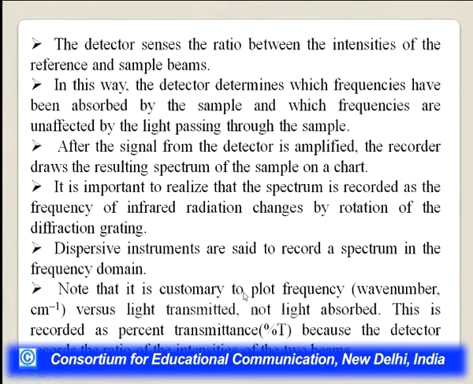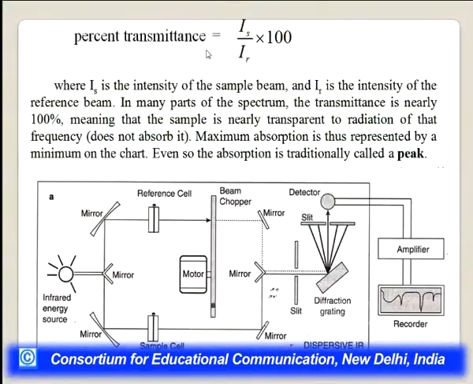Note that it is customary to plot a frequency, or we can say wave number, versus light transmitted, not light absorbed. You must notice this point. This is recorded as percentage transmittance, because the detector records the ratio of intensities of the two beams. Here you can say percentage transmittance is IS divided by IR multiplied by 100. What is IS? It is the intensity of the sample beam and IR is the intensity of the reference beam.